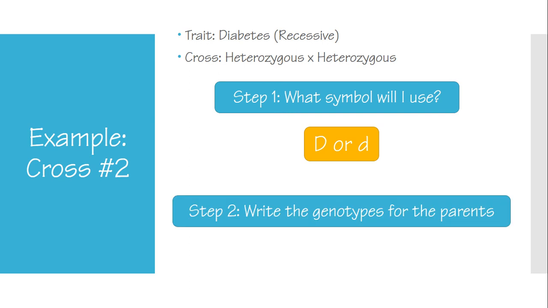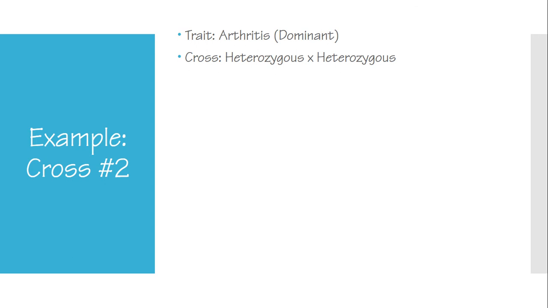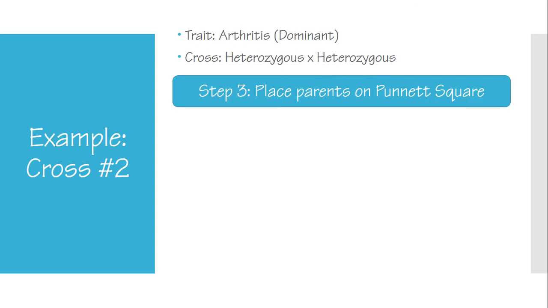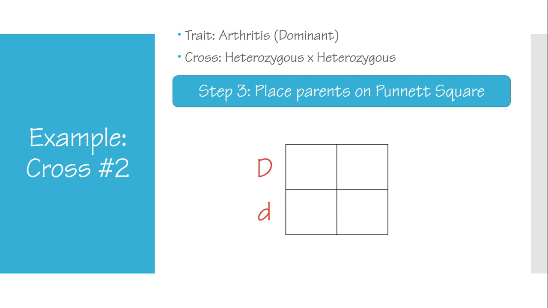Then we'll go to step 2. Step 2 is writing the genotypes for the parents. Since they're both heterozygous, I'm going to write out a capital D and a lowercase d for the first parent, and a capital D and a lowercase d for the second parent. Then we move into step 3. You're going to then place the parents on the Punnett square. So draw your Punnett square, put one parent on the left, one parent on the top. Again, traditionally, father goes on the top of the Punnett square, but it does not matter.